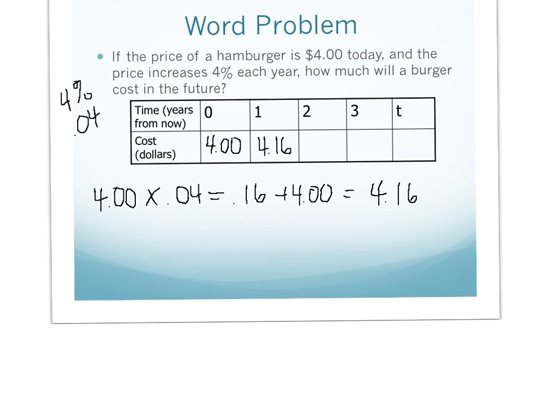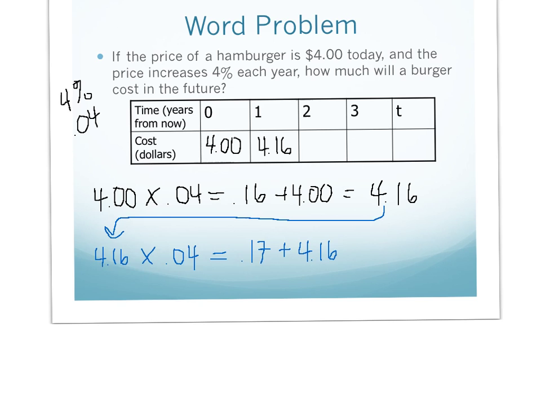Now that we're at the end of year one, we want to do something similar, but our starting value is now $4.16. So the next year, we're going to take 4.16 and multiply that by 0.04. On my calculator, I get 0.1664. Since we're dealing with money, I'm going to round that to 0.17. I need to add that to our price at the beginning of the year, which was $4.16. So at the end of year two, our hamburger is up to $4.33.